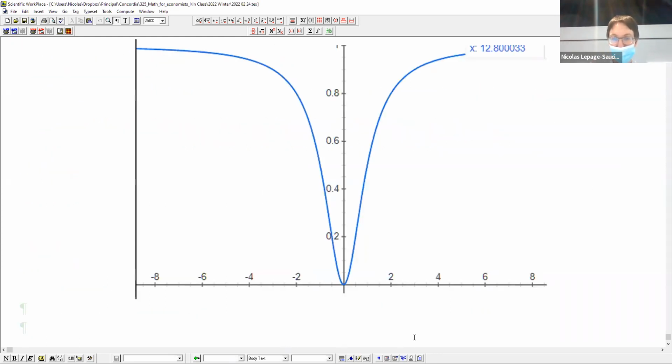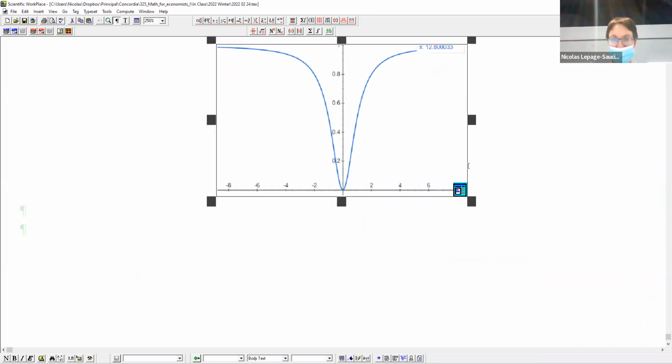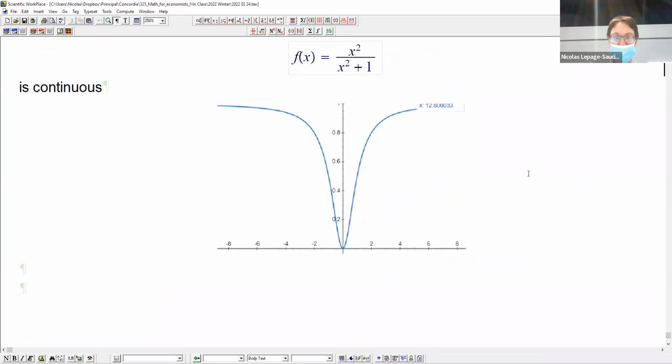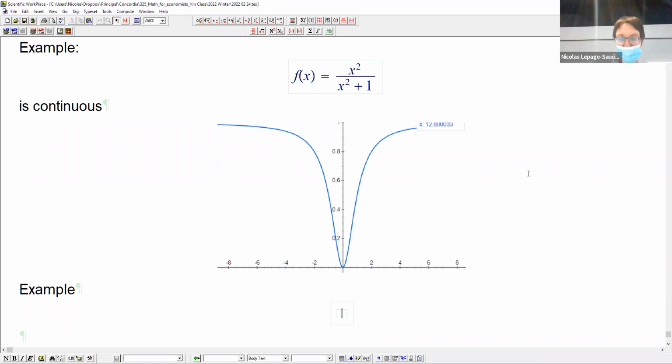Let's continue this. Do I get to a problematic case later? Yes, okay. Example. Let's just use the same, but flip it to x squared divided by x squared minus 1.